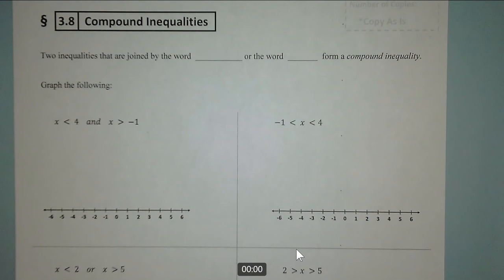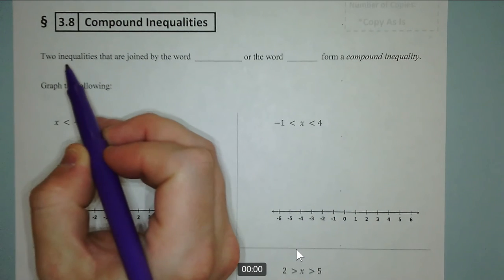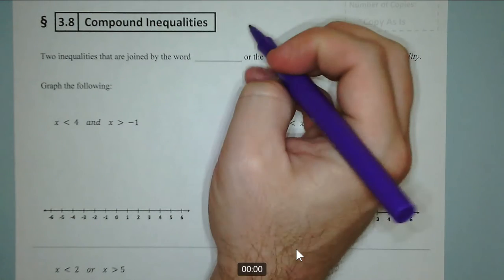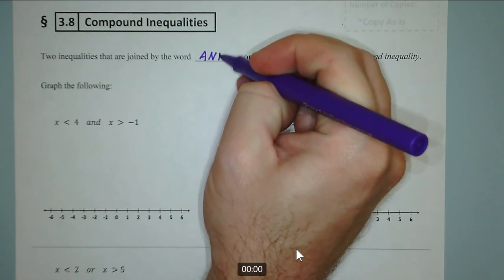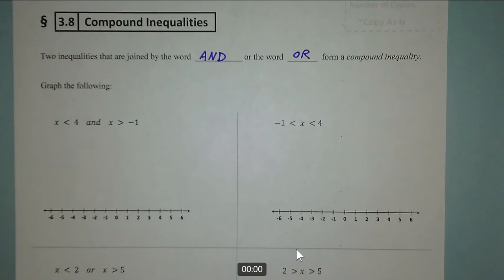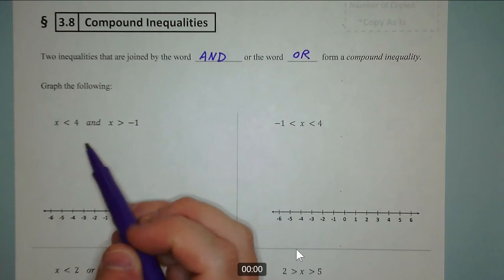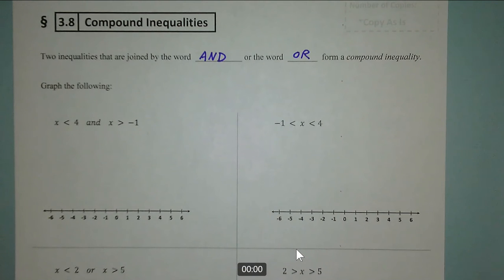3-8 is called compound inequalities. Maybe you've heard this before, maybe you've worked with these before, but compound inequalities are really just two inequalities at once that are joined by the word and or the word or. Like this double inequality is two inequalities joined with the word and, and this one down here below it is a couple inequalities joined by the word or.